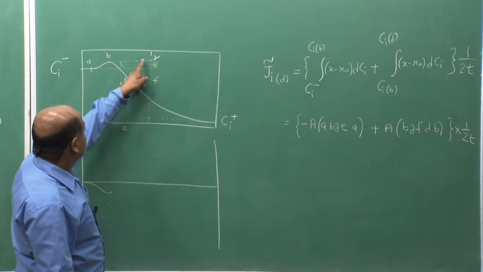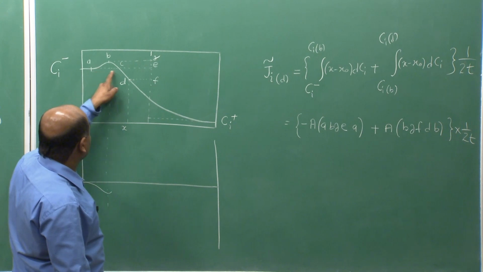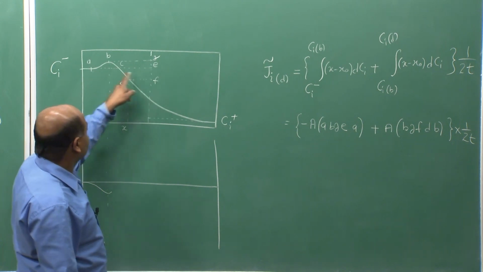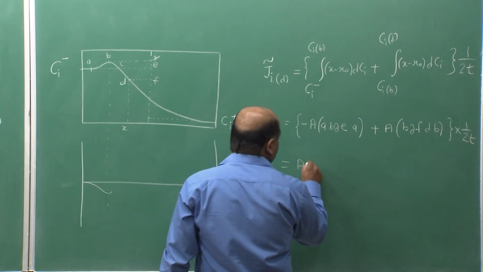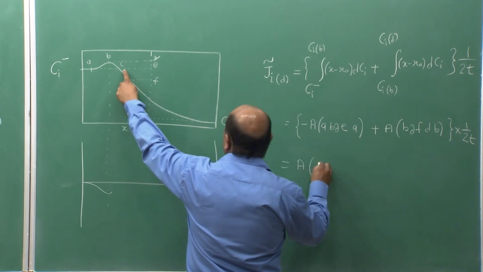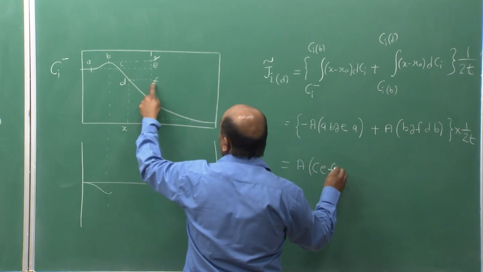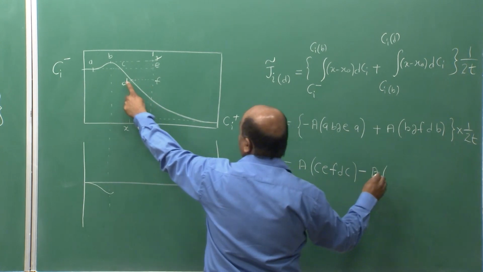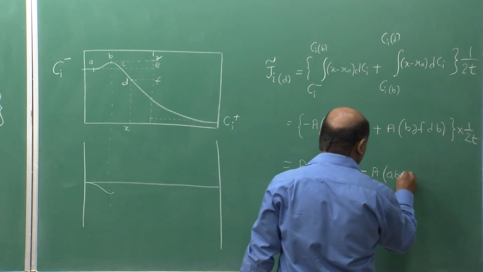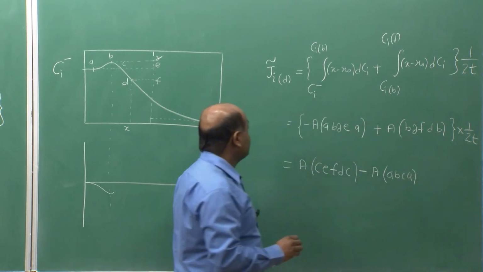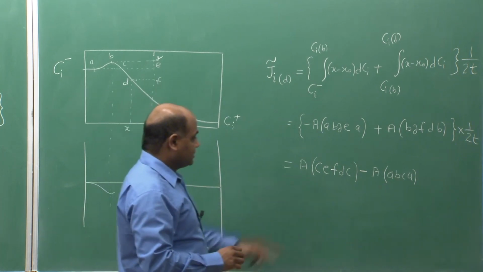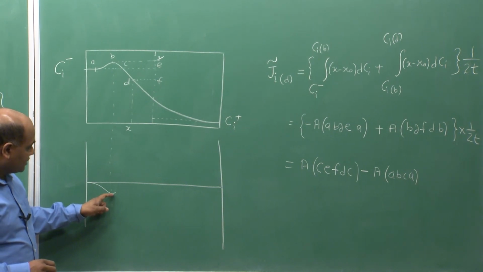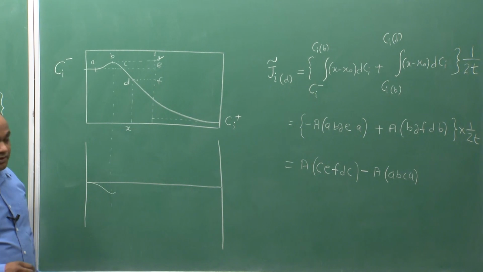So, this area minus this area, there is a common area B G E C here that will be gone, and so we have this area C E F D C minus area A B C A. So, this will be the value of flux at D, and since these two have different signs, we see that after the maximum the interdiffusion flux starts decreasing in magnitude here.